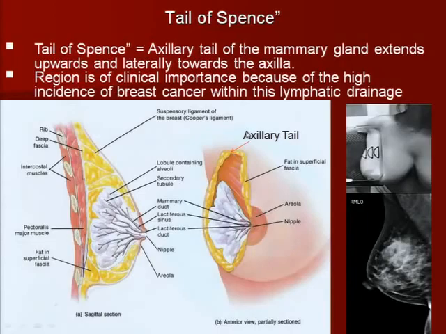The other important thing is the tail, the axillary tail, or tail of Spence. This is very important because this is the area which is rich in lymphatics, and there's a high incidence of breast cancer here. It is actually the upward and lateral extension into the axilla.